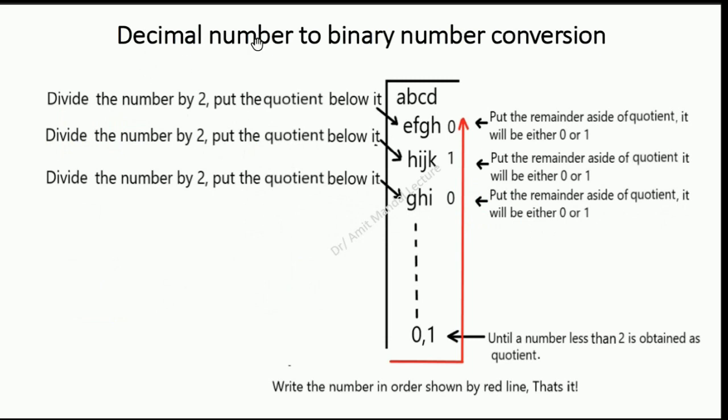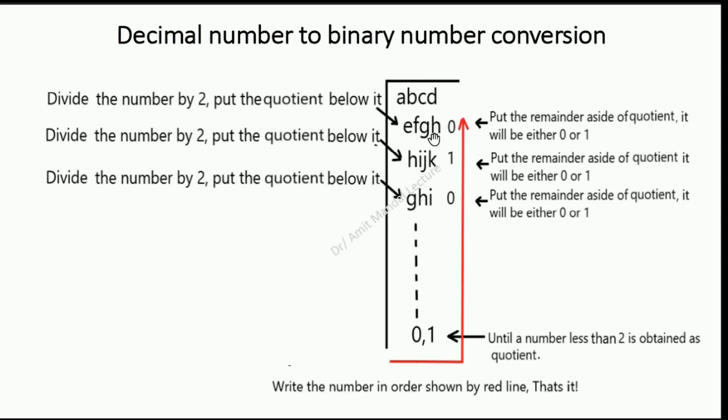Now how to convert a decimal number into a binary number? It is very simple. Suppose the decimal number is abcd, some number is there. Now what you have to do is divide this decimal number by 2. When you divide it, you will get some quotient. When the division operation is carried out, some quotient is there. So put the quotient below this number, and you will get some remainder also by the division operation. So put the remainder toward the right hand side.